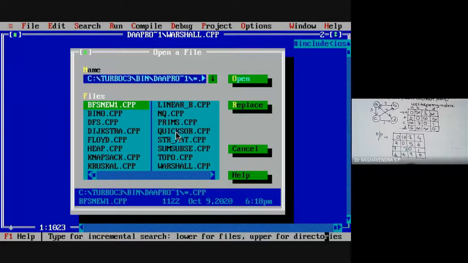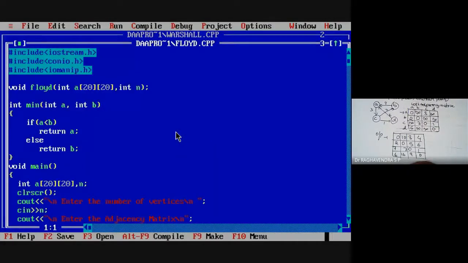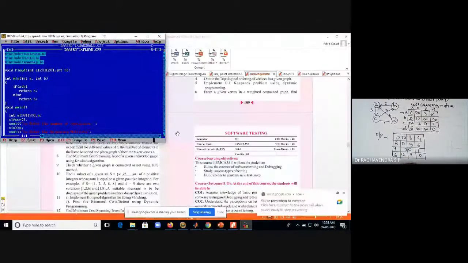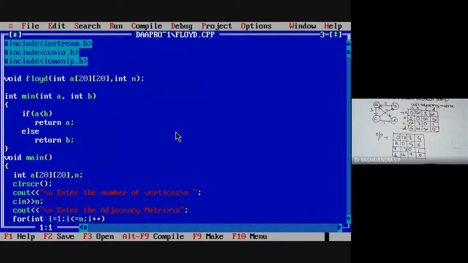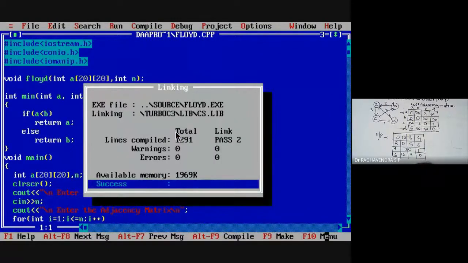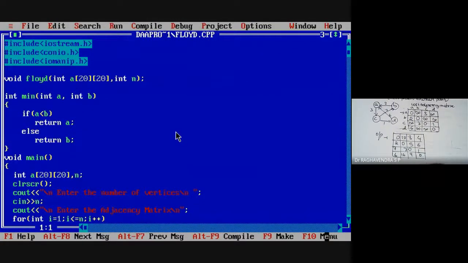So now I'm going to take Floyd's algorithm. So this is the Floyd's algorithm. I'm going to execute this now. So we have 4 vertices in the graph.